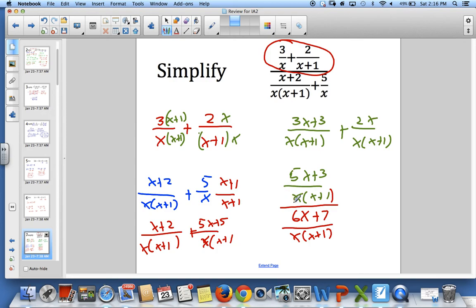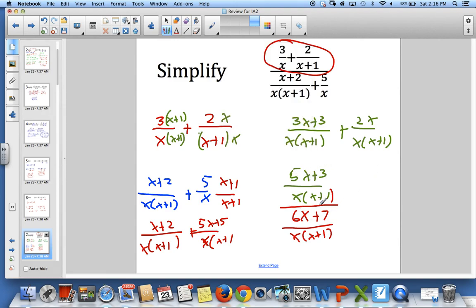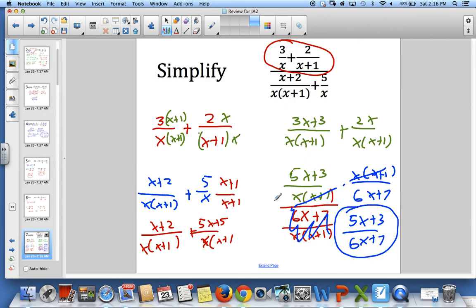So now this is dividing fractions. Remember, when we divide fractions, we flip the bottom fraction upside down and multiply. So it becomes 5x plus 3 over x(x plus 1) times, flip this upside down, x(x plus 1) over 6x plus 7. And now these cancel out, and then my answer is going to be 5x plus 3 over 6x plus 7. Okay, let's move on a little bit.